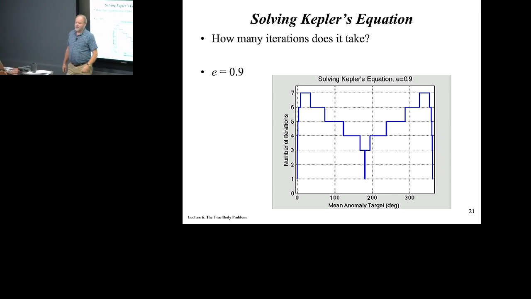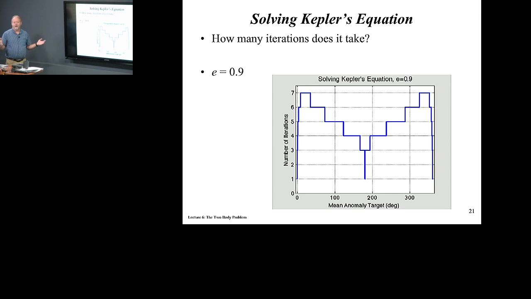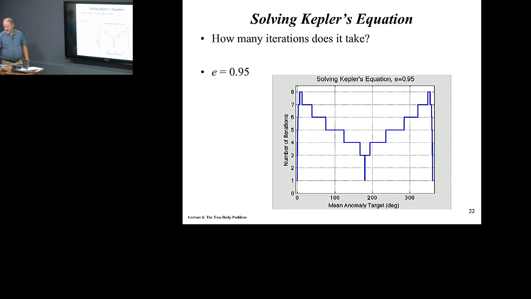And so if you're coding this up, you might say, okay, I'm just going to do 10 iterations every time, and I don't care if that wastes computer time. But you don't really need to. If you're checking the error in your iterations, sometimes you could save time by just doing 1 iteration. And then 0.95 gets even worse, it can be 8 iterations. Again, where there's a lot of curvature in that function, it's going to take a lot longer to iterate.